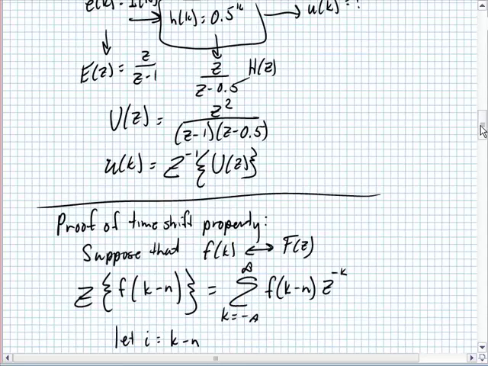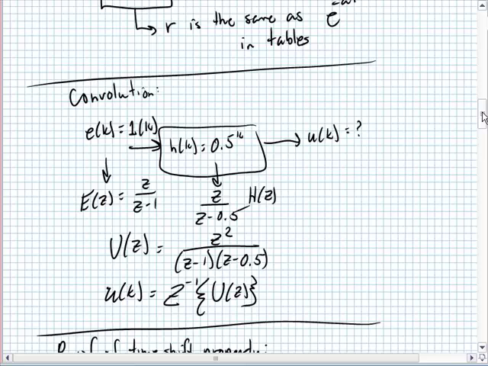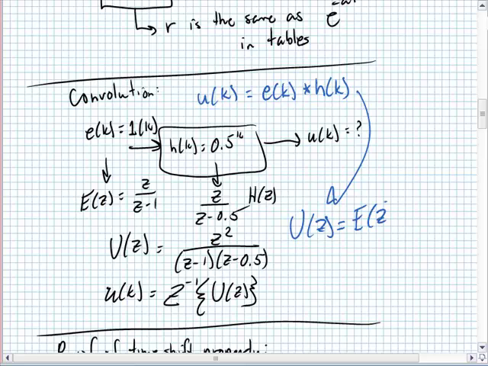Convolution, very much the same as it is for the Laplace transform. If we have the convolution, so we have a system, so u of k is equal to the convolution of e of k and the pulse response. But in the transform domain, this corresponds to U of z equals E of z times H of z, where H of z is the transfer function. And then we can just invert U of z to find u of k.